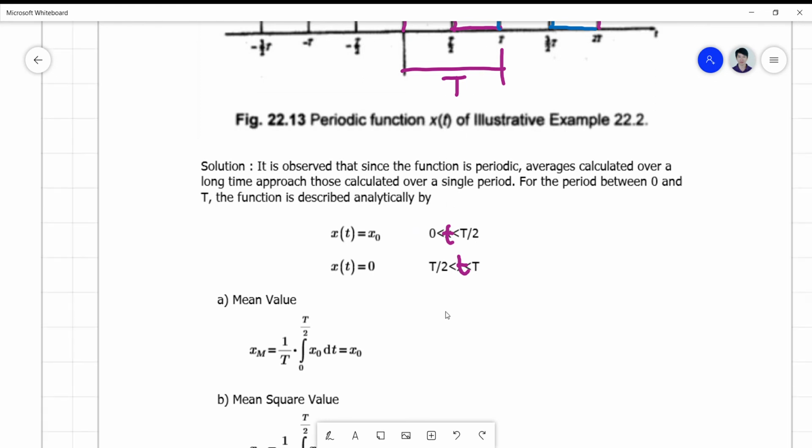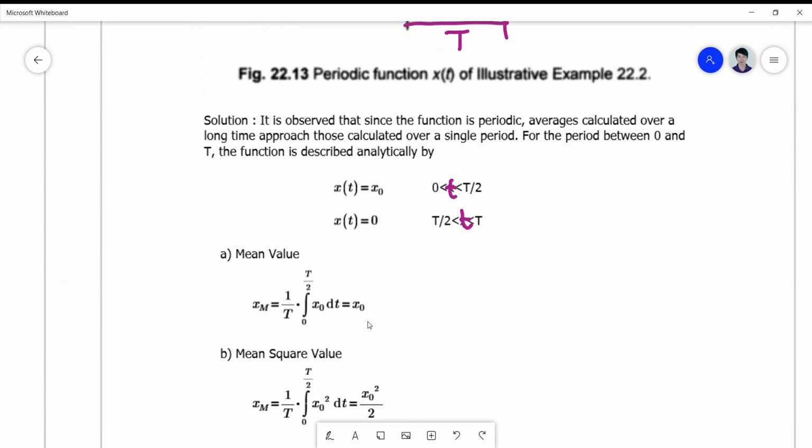So for the mean value, all we need to do is to use the formula. Okay, 1 over T, the integral from 0 to T over 2, X0 dt equals simply ano. So you just simply make use of the integral of dt is t, substitute T over 2 there, and then 0. So that is parang mali.